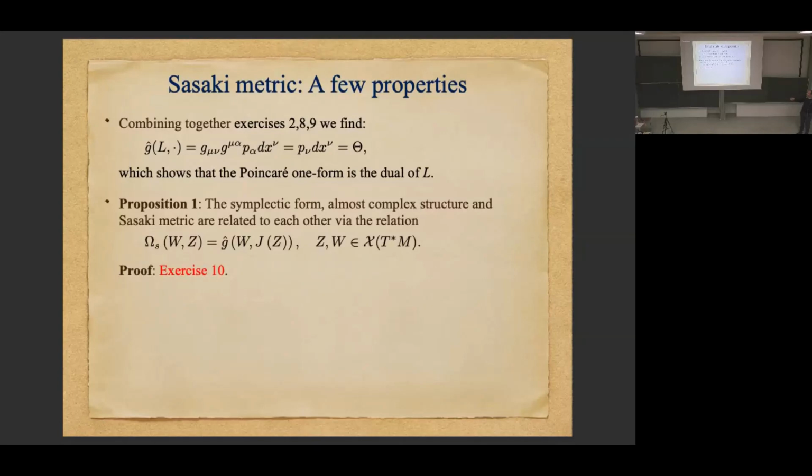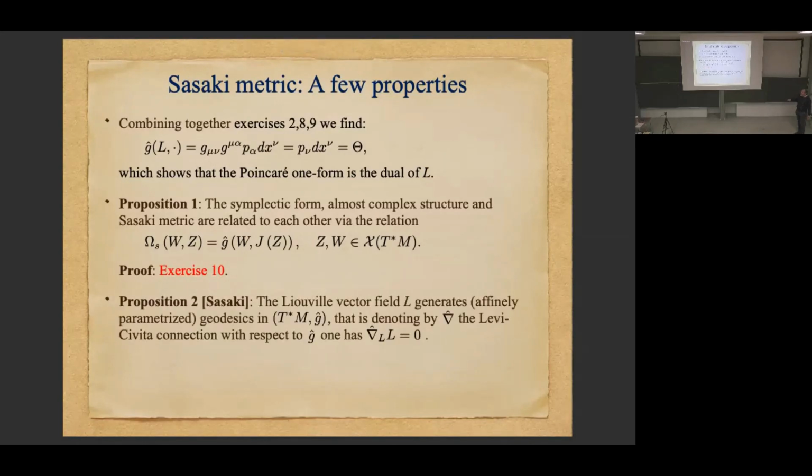Okay, and then here's the next exercise. So you can show this proposition. Now on the cotangent bundle, we have this triple: the Sasaki metric, the symplectic form, and this almost complex structure, this map J, this 90-degree rotation, and they actually relate to each other. So you can show that the symplectic structure evaluated on W, Z is G hat evaluated on W, J of Z for any 2 vectors on the cotangent bundle. So if you forget one of them, you can reproduce the third one.